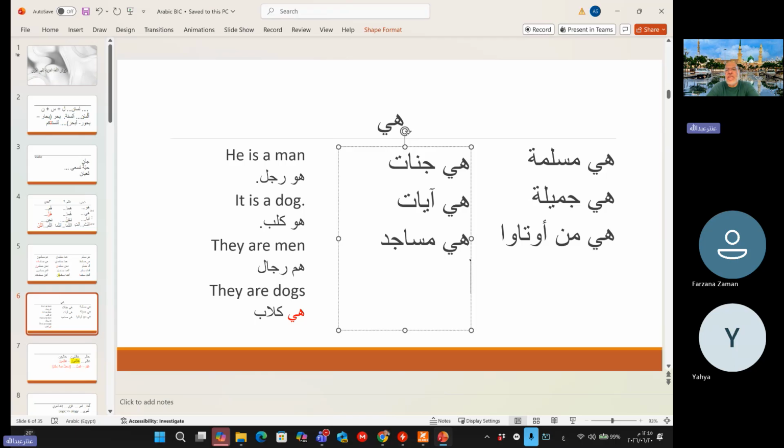So the word Jannah means one paradise. Jannat means a plural, lots of paradises, but these are non-human, right? So we use hiya here. The word ayat is the plural of ayah, which is a sign or a verse of the Quran. So we still use hiya.